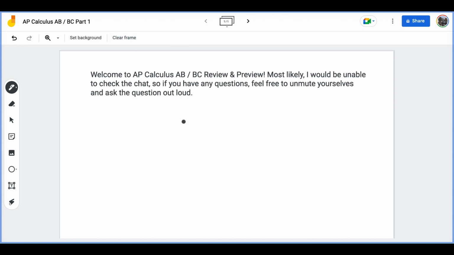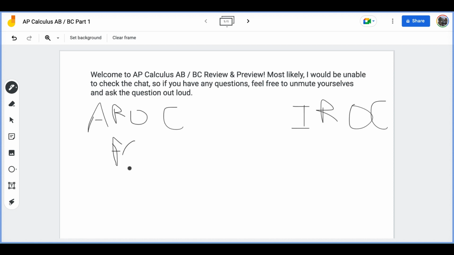Rate of change. So there are two different types of rate of change. Average rate of change, or AROC, and instantaneous rate of change, or IROC. Each of them has its own formula. For AROC, it's f of x plus h minus f of x over h.